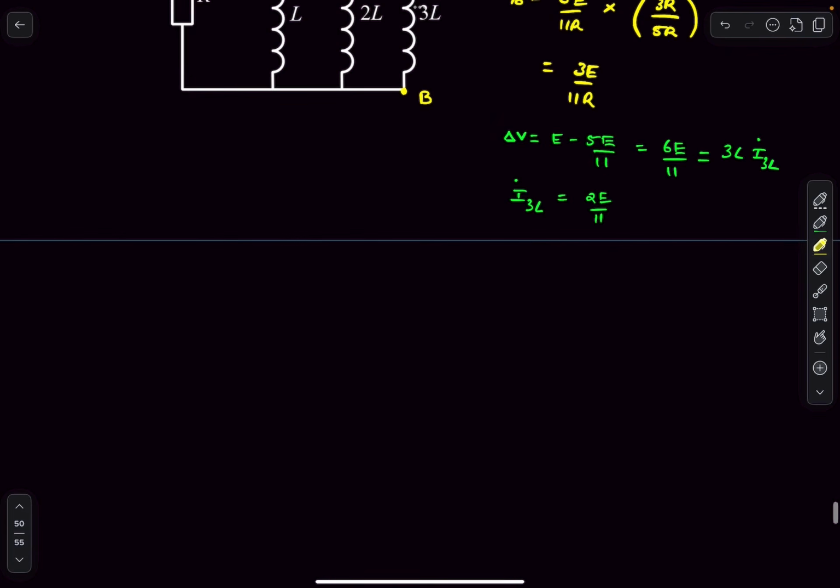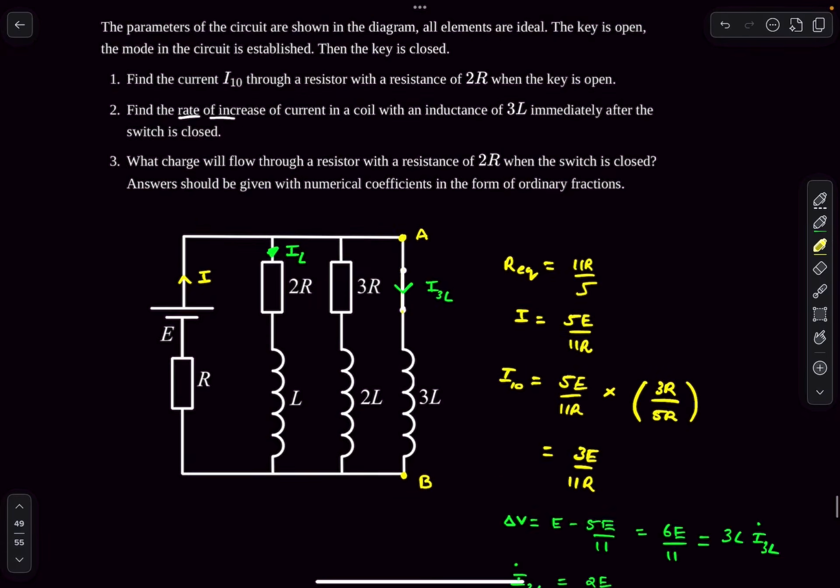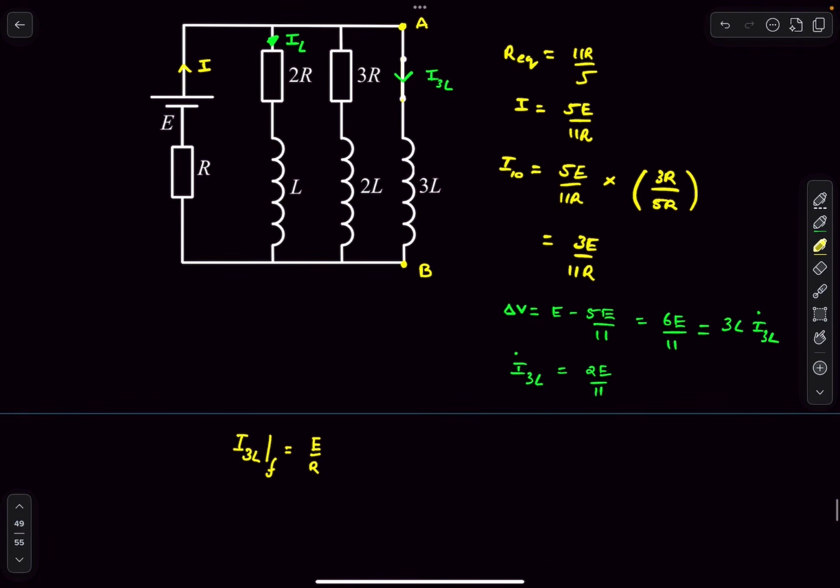So we can just write it down over here. I3L final is just E by R. So we know the initial and final currents in the I3L and IL branch.